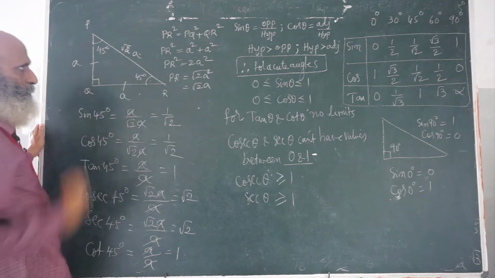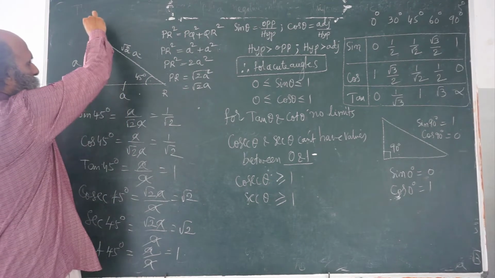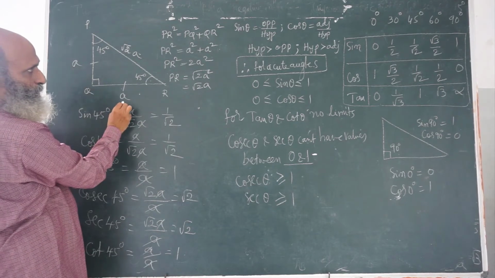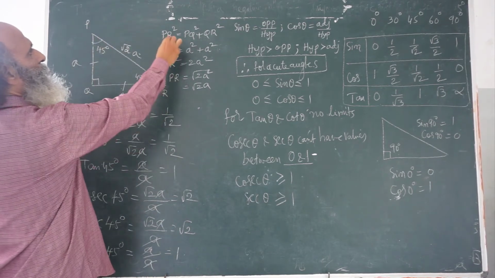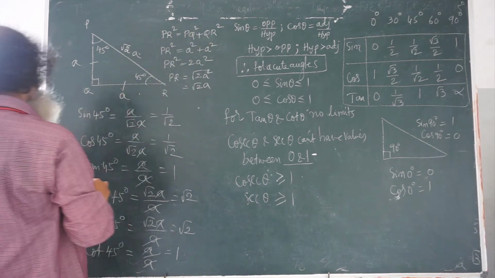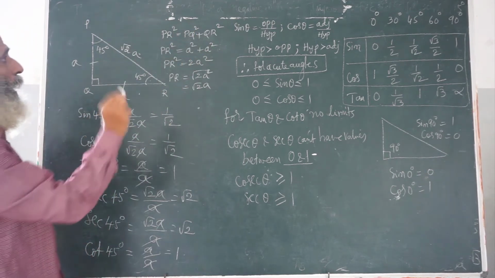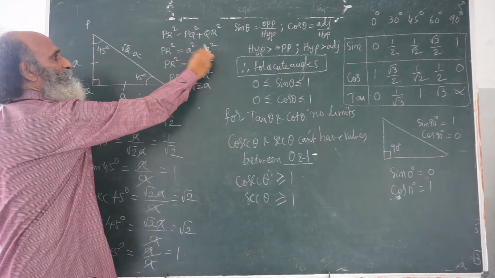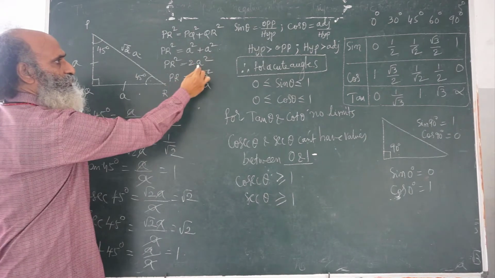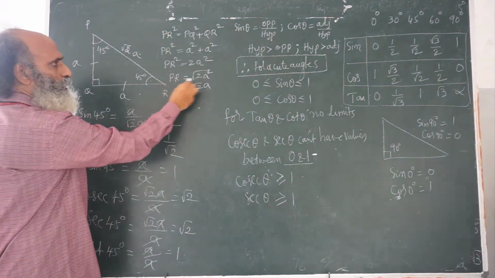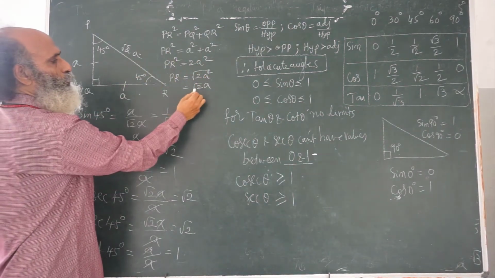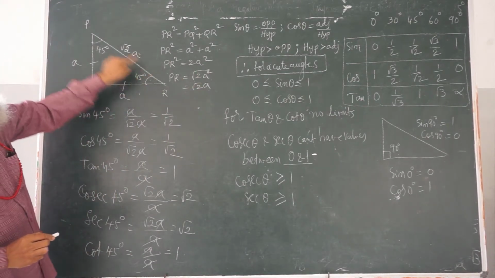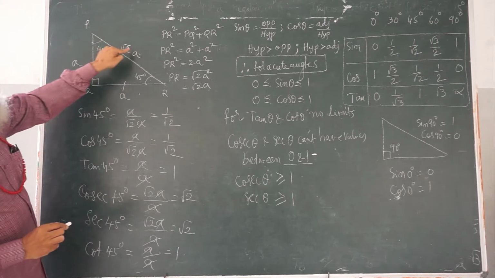This is the triangle. Now, in this triangle, PR becomes the hypotenuse. When you take this as A and this as A, then PR square is equal to PQ square plus QR square, that is equal to A square plus A square. A square plus A square is 2A square. So, PR is equal to root of 2A square, that is root 2 into A. So, we have the three sides of the triangle: A, A, root 2A.